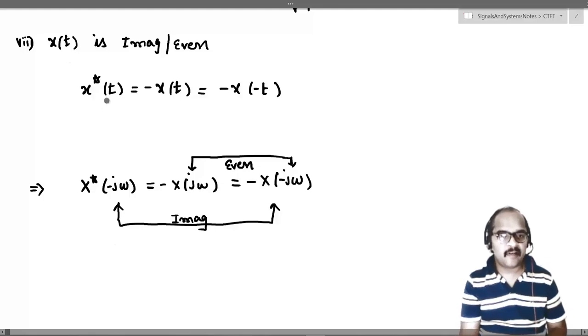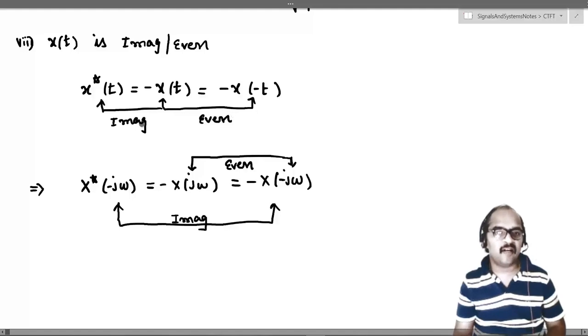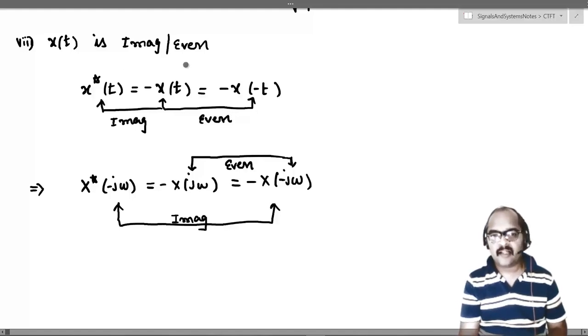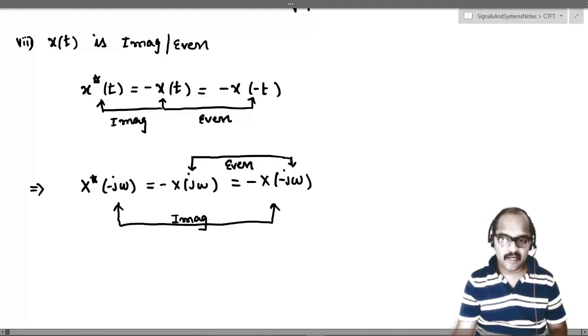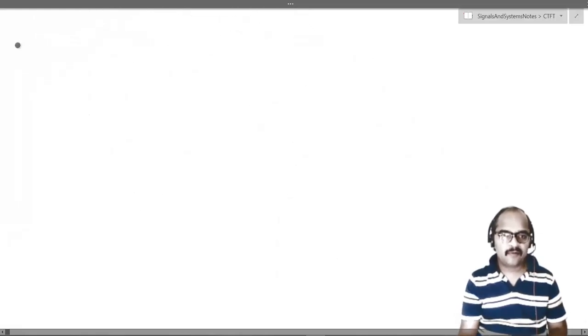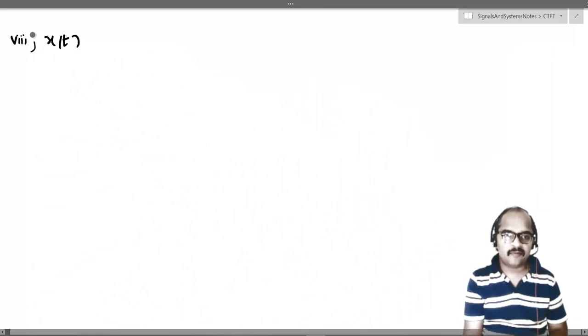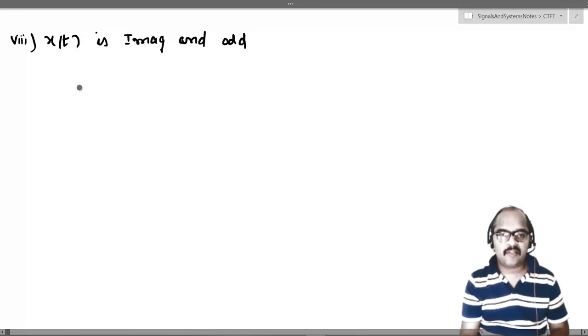So what does this say? If x of t is imaginary, x star of t equal to minus x of t means that the function is imaginary. And minus x of t equal to minus x of minus t implies it is even. So if the signal is imaginary and even, then the Fourier transform also would be imaginary and even. Okay, last one but not least, which is what happens if x of t is imaginary and odd.